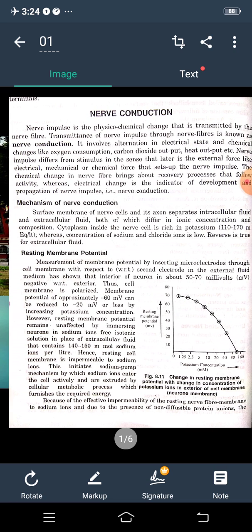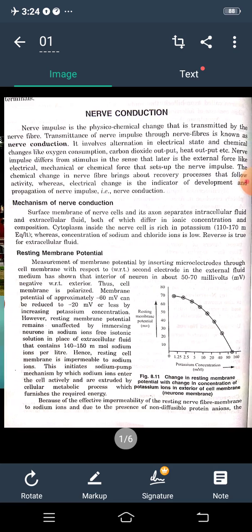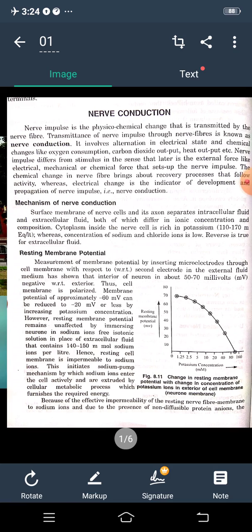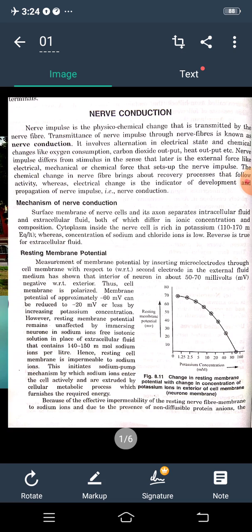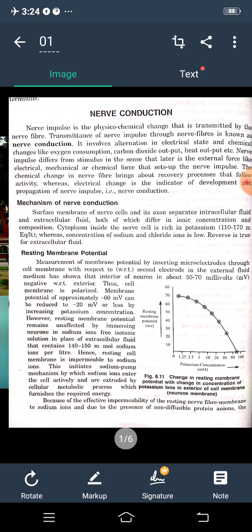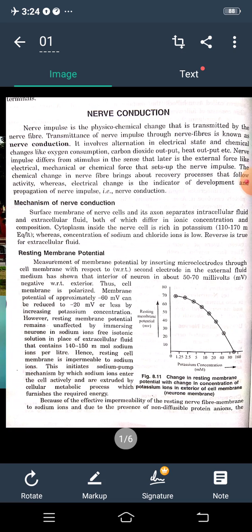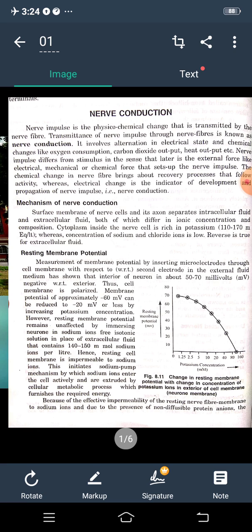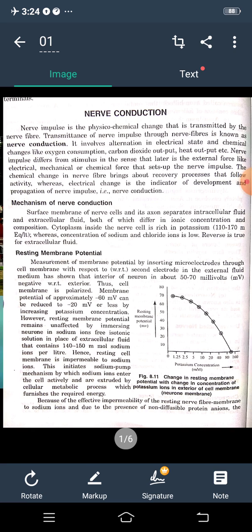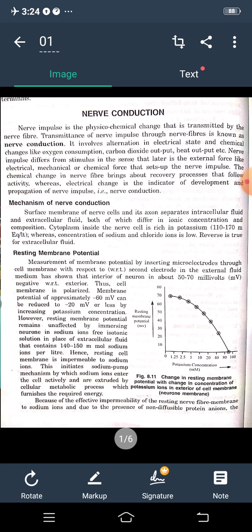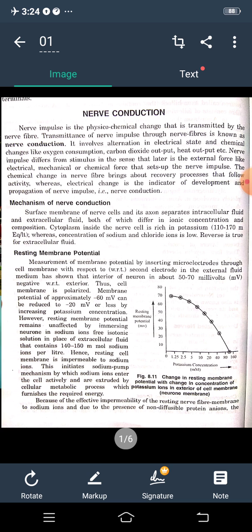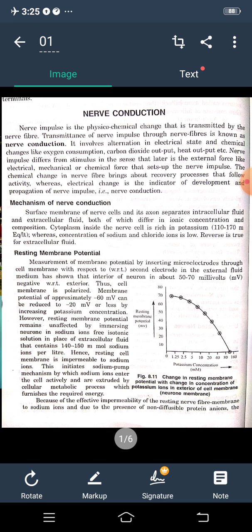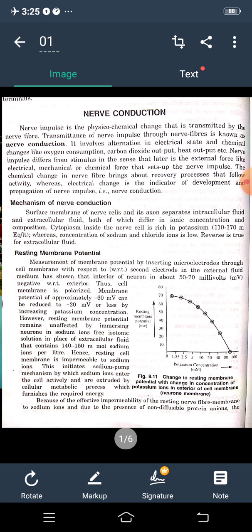Nerve impulse is the physicochemical change that is transmitted by the nerve fiber. Transmittance of nerve impulse through nerve fiber is known as neuroconduction. It involves alteration in electrical state and chemical changes like oxygen consumption, carbon dioxide output, heat output, etc.